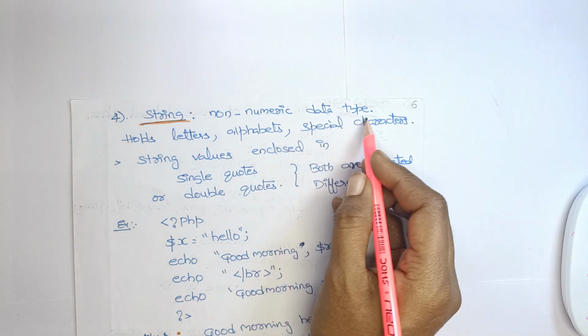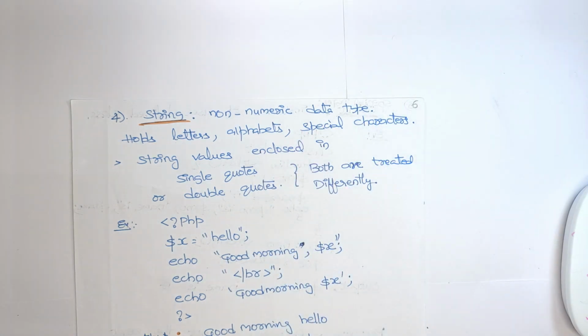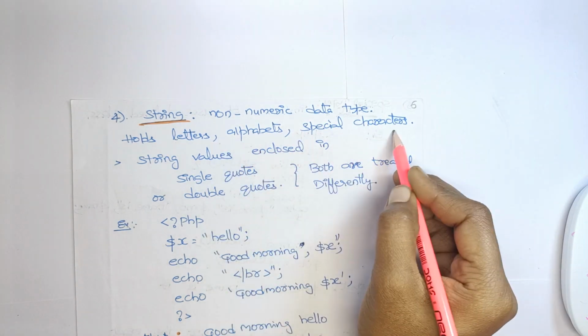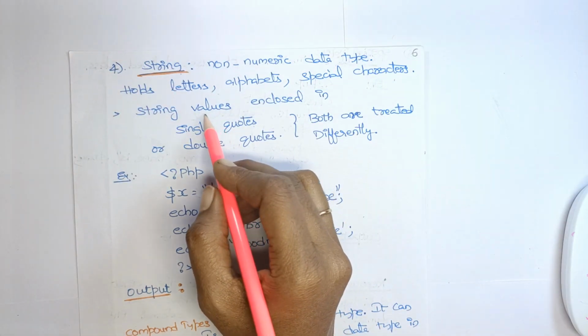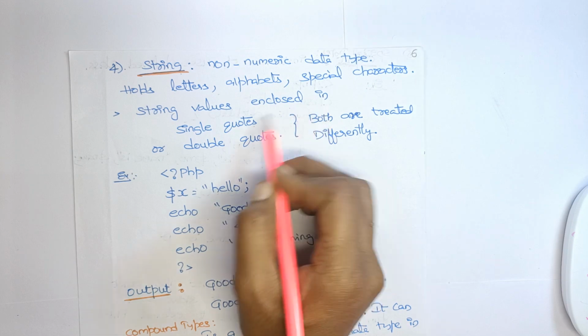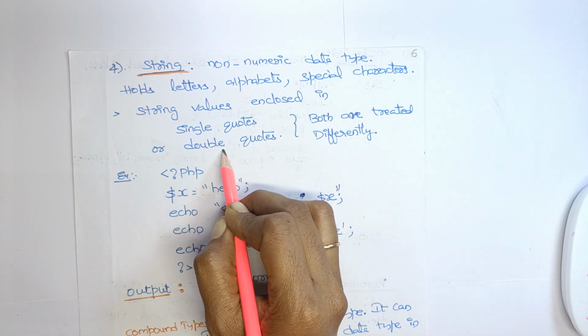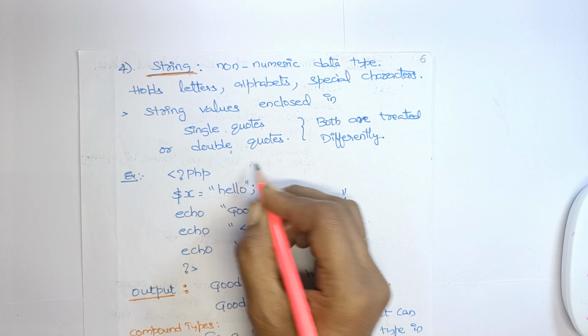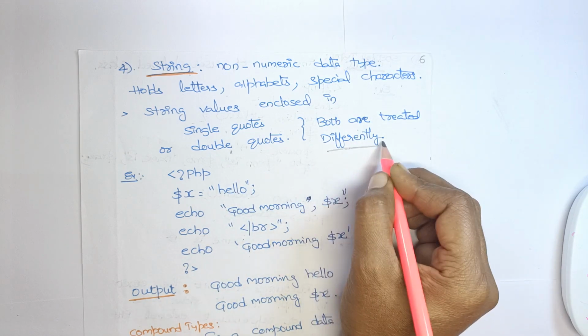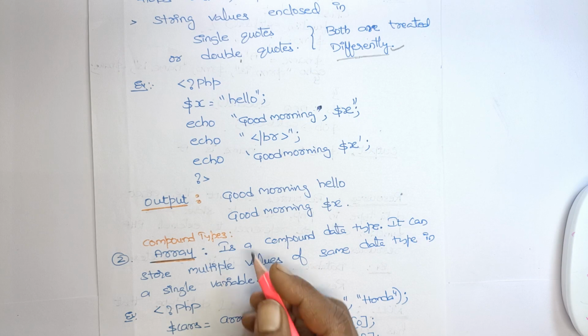Next one, string. String means non-numeric data type. String is nothing but it holds any letters, alphabets, special characters. We use the string data type. String values can be enclosed in single quotes or double quotes. Both are treated differently. Okay, we will see with an example.